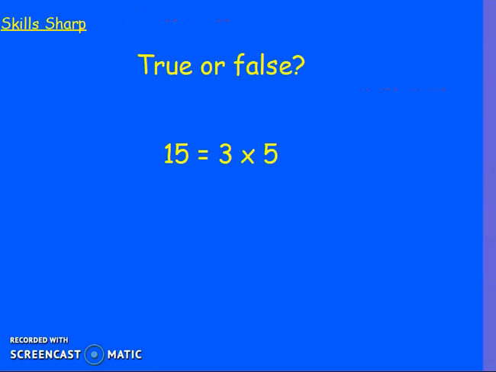Well done. Let's have a look at the Skills Sharp challenge this morning. It's a true or false question. True or false? 15 equals 3 times 5.